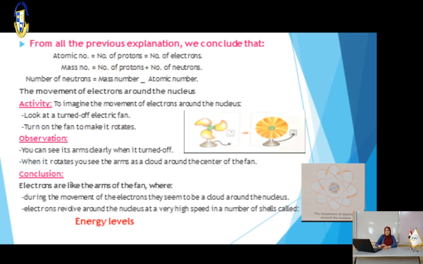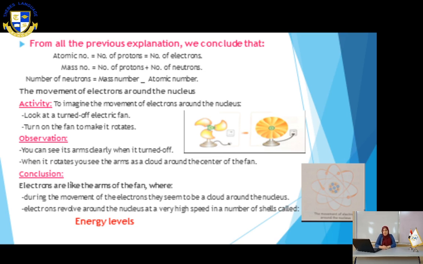Slide 8. From all the previous explanation, we conclude that atomic number equals number of protons, which also equals number of electrons. Mass number equals number of protons plus number of neutrons. Number of neutrons equals mass number minus atomic number.